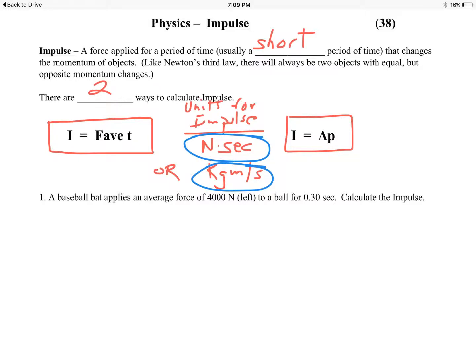Here's an example. A baseball bat hits a baseball. Once again, a lot of examples can be from sports, like a tennis racket hitting a tennis ball, a golf club hitting a golf ball, somebody's foot kicking a soccer ball.